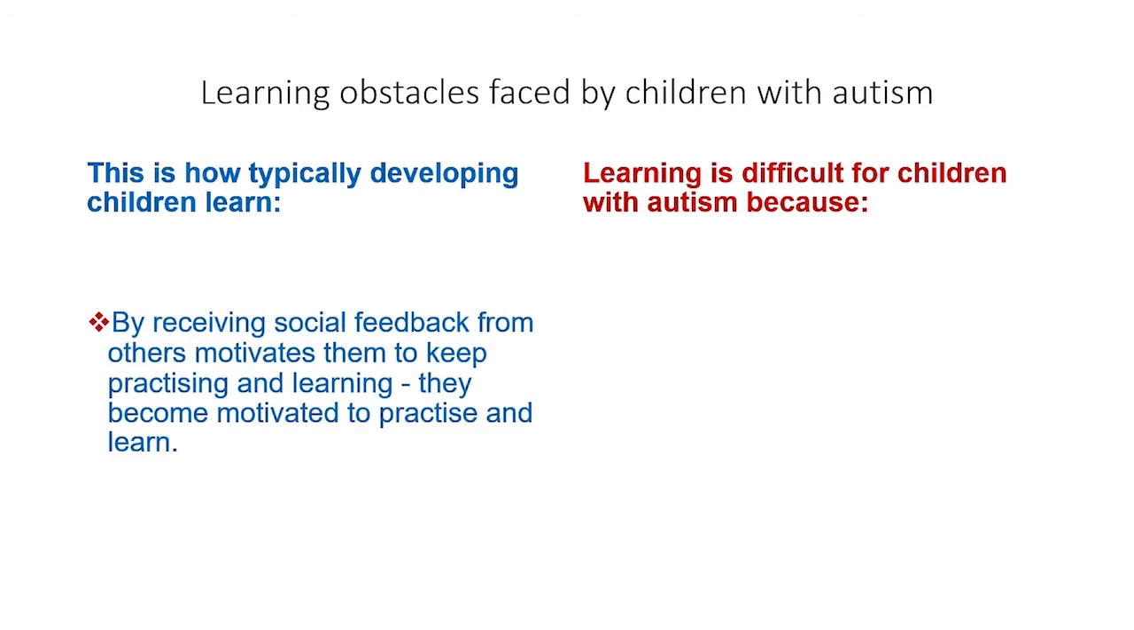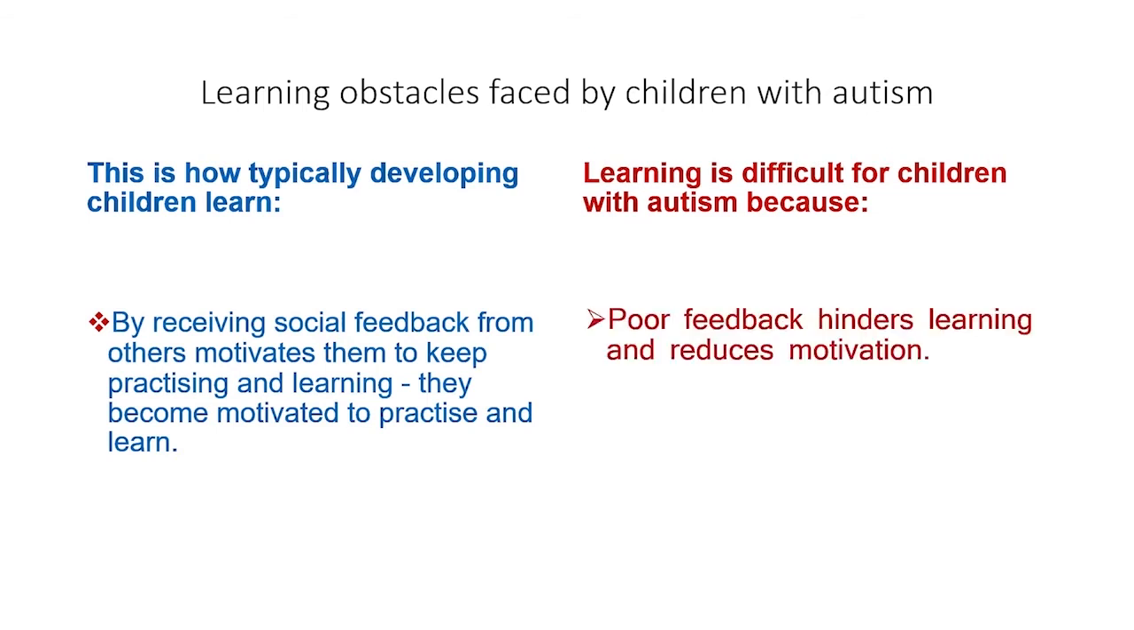Typically developing children receive social feedback from others. When they communicate or interact with others, others say, "Oh, wow, lovely," and they're motivated. They practice and they learn and they become motivated. As they do better, they get more rewards and they practice and learn even more.